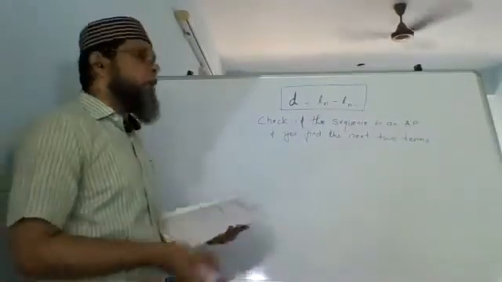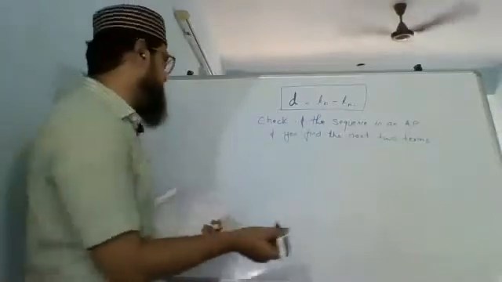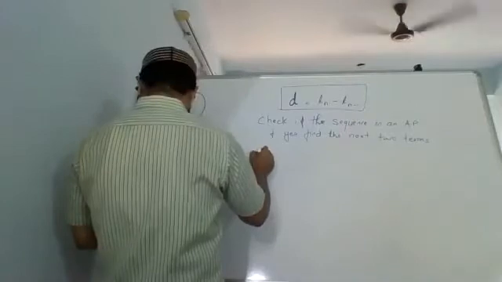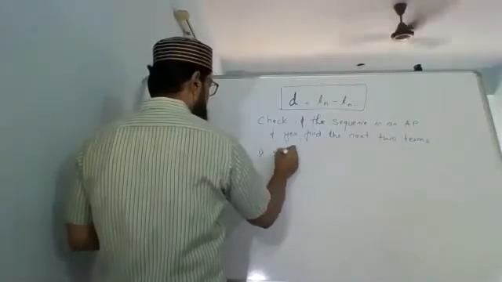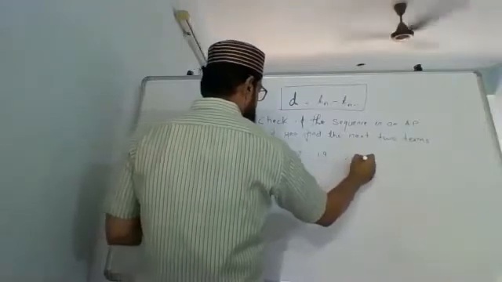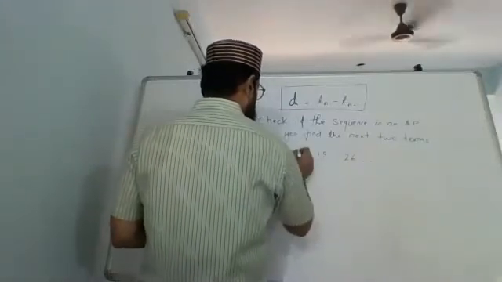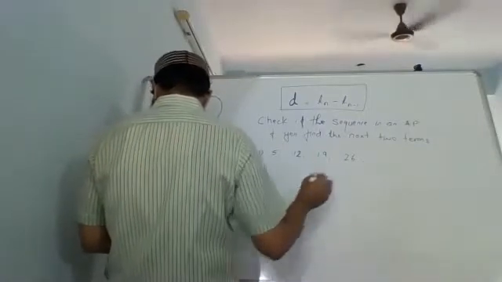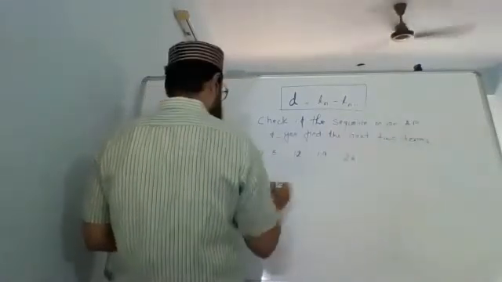And if the difference is not coming constant, period, आपको कोई tension ही नहीं है. It is not an AP. Five, 12, 19, 26 and so on.